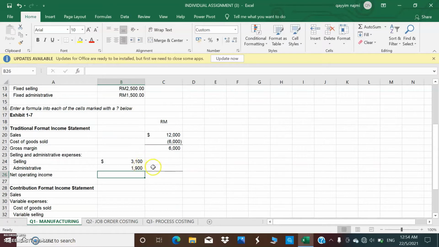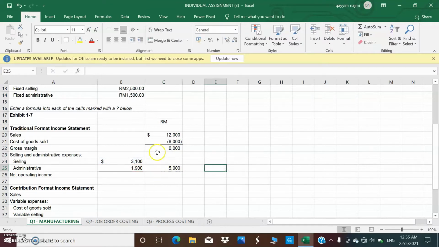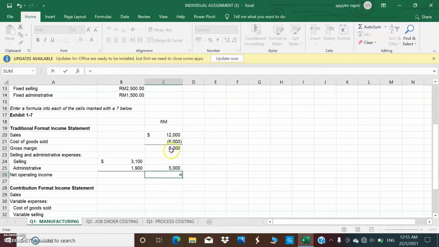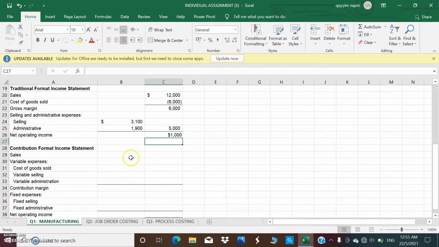So we will sum the selling and admin, and then the net operating income is gross profit minus selling and administrative expenses. You get the net operating income of 1,000. Okay, we continue to the contribution format income statement.